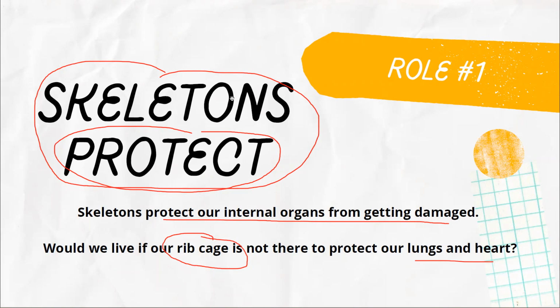Okay, are you ready to get the answer to the question? The question was, would we live if our rib cage is not there to protect our lungs and heart? The answer is no. Imagine if you don't have a rib cage, would you be able to actually walk outside your house? Imagine if you fall by mistake, for sure your heart and your lungs will be damaged because there's nothing to protect them, like for example, your rib cage. So unfortunately, without your rib cage, you are not able to live.